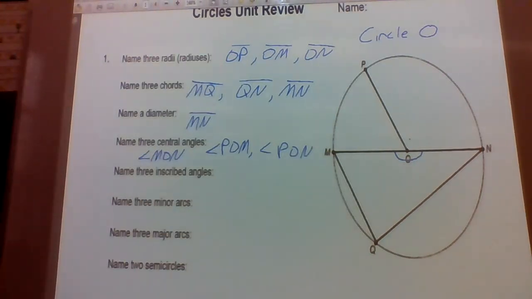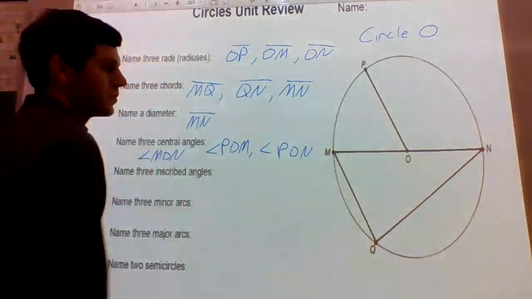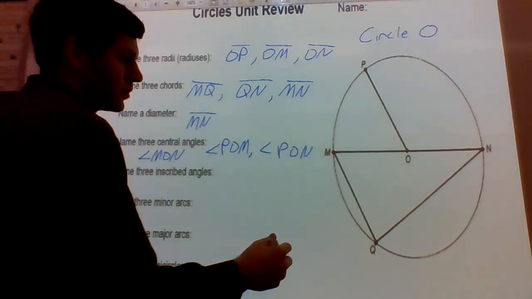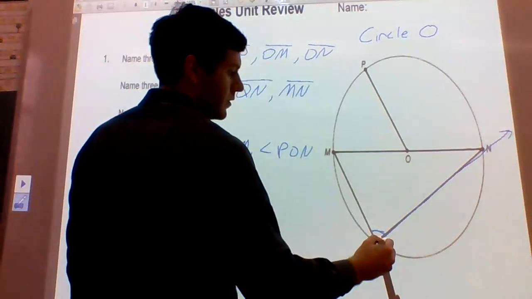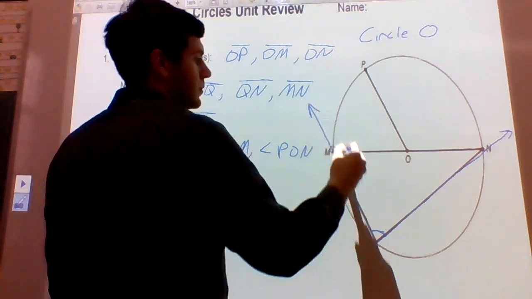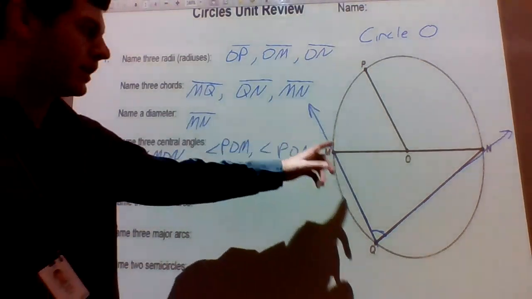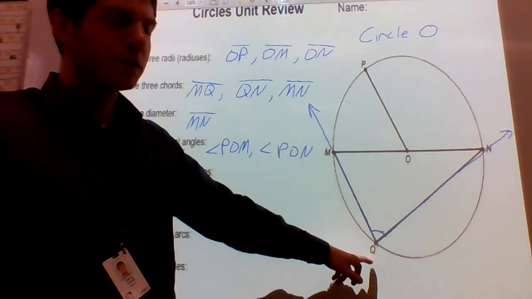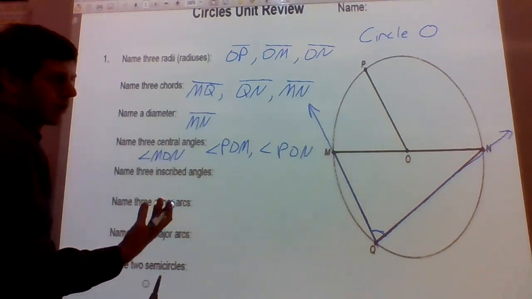Name 3 inscribed angles. So central angles were angles where the vertex was the center. Inscribed angles are angles where the vertex is on the circle. So if we look for other angles in our circle, we notice we have one down here. To determine whether or not it's inscribed, we need to look at the vertex. The vertex of this angle, where the 2 rays that make up the angle meet, is Q. Is Q on the circle? Yes, Q is on the circle. So angle Q is an inscribed angle.